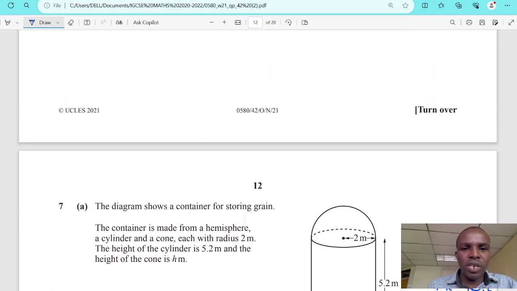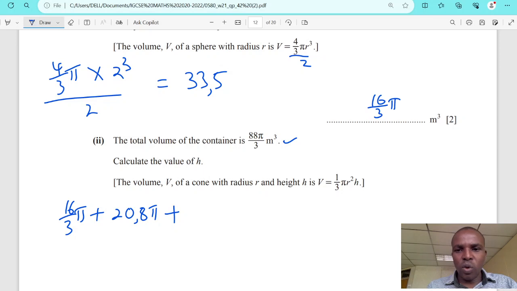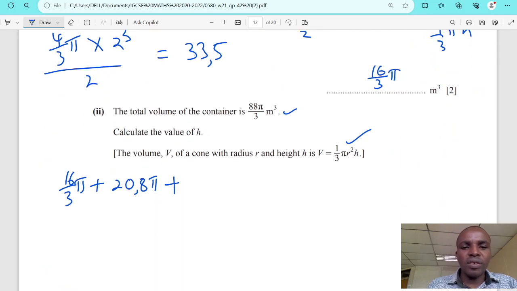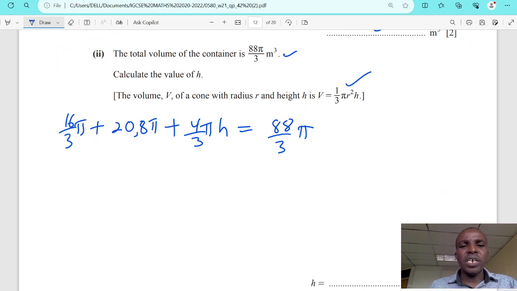I'm sure it's given somewhere, because usually it will be given, or it's here. That's the volume of the cone with vertical height h. So it will be 1 over 3 pi r squared h. That's 1 over 3 times pi times radius is 2 squared, height is h. Then this will be 4. So the same as 4 over 3 pi h. Then this whole thing is supposed to give you 88 over 3 pi. Right? I'm sure you can see there's pi everywhere. So you can just divide everything by pi.